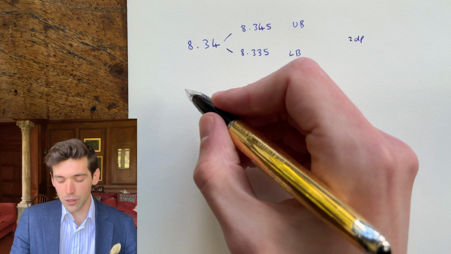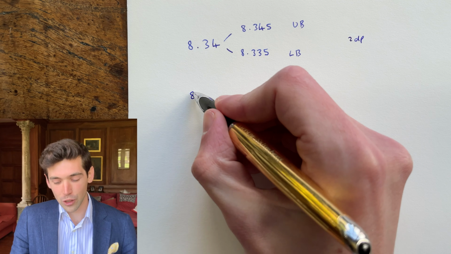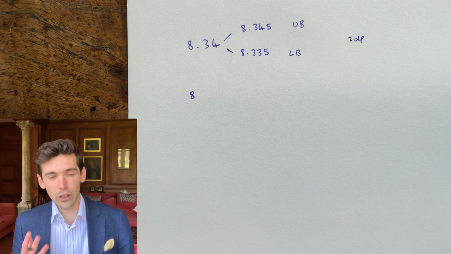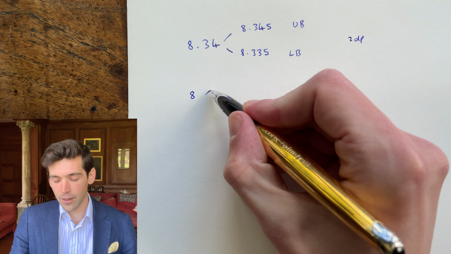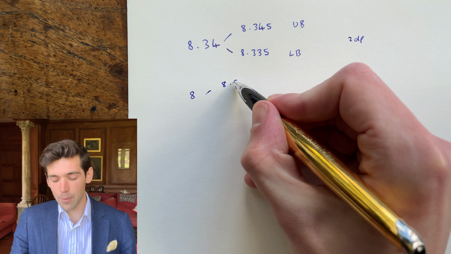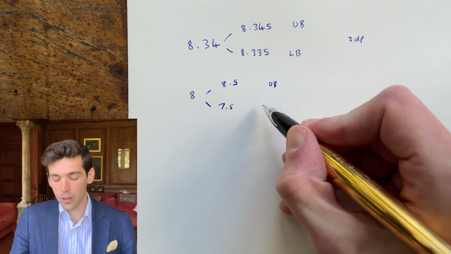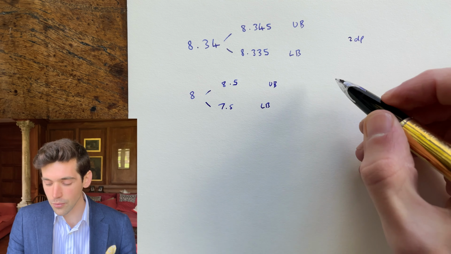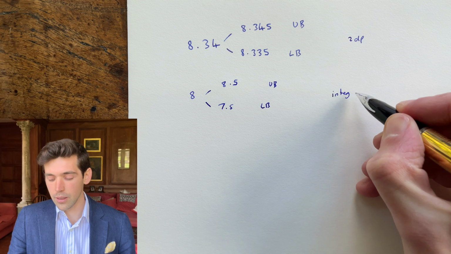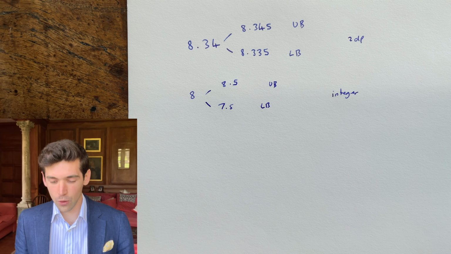And then you can have some other ones. You might have, say, just 8, and that's to the nearest whole number. Then again, you just say, okay, it's 8.5, and then 7.5 is the lower bound. That's the nearest integer, or whole number.